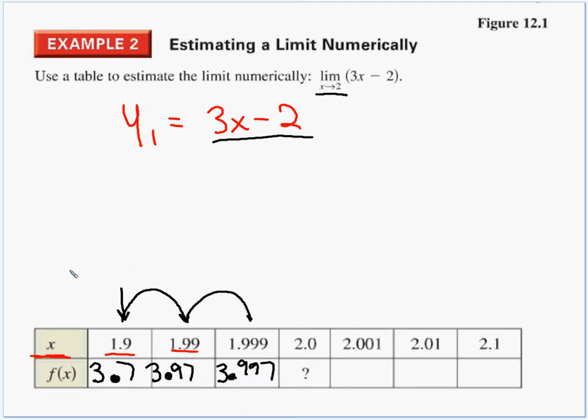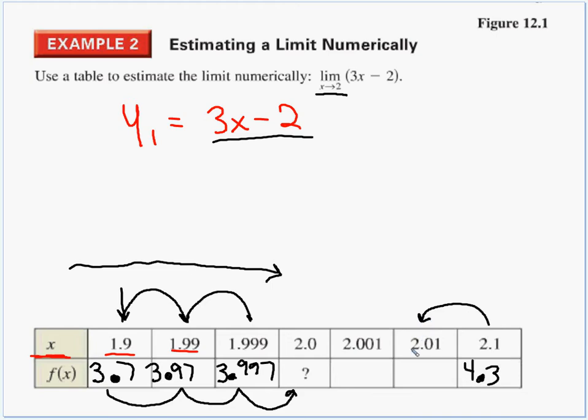So as we're approaching here from the left side, from below 2, our y values here seem to be getting closer to some number. Let's try from above. Go above 2. Let's try 2.1. Calculator gives us 4.3. Let's get closer to 2 from above. 2.01 goes in. We get 4.03. Let's get closer, 2.001, and now we're at 4.003.